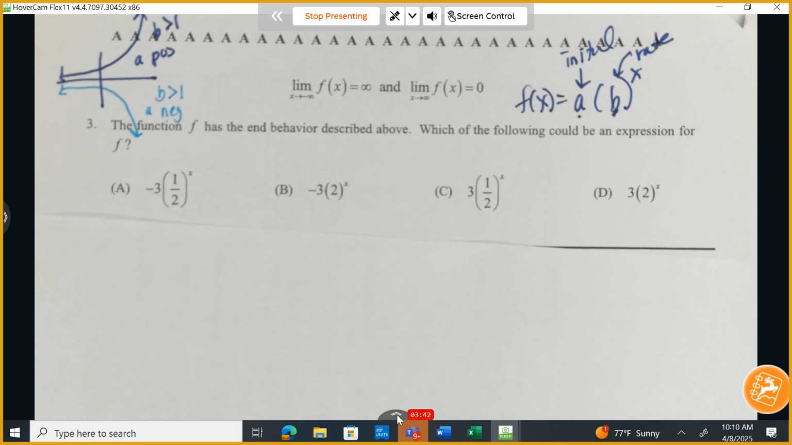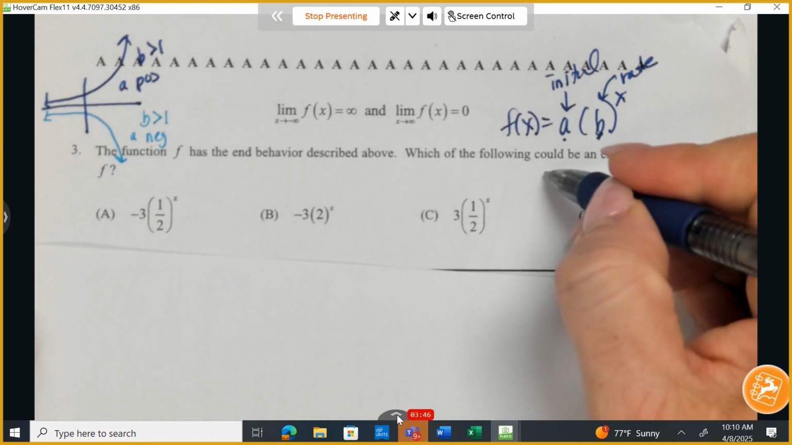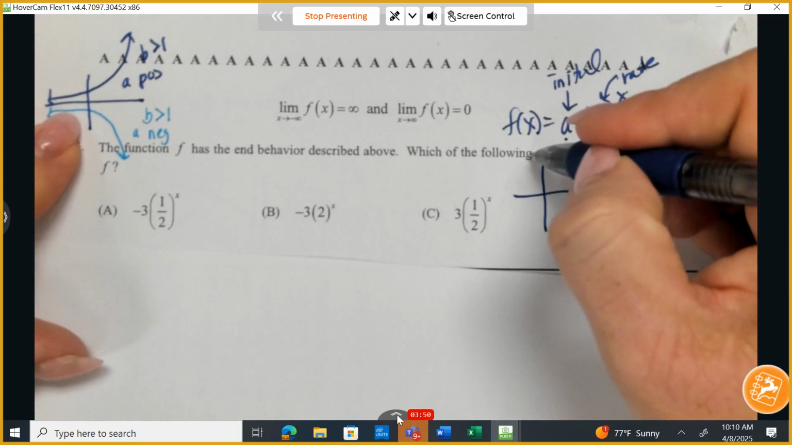Okay, all right, so I'm going to get back to this. I just want to do a quick review then. Now, what else could this look like? So our other option would be like this. Here would be our other option.